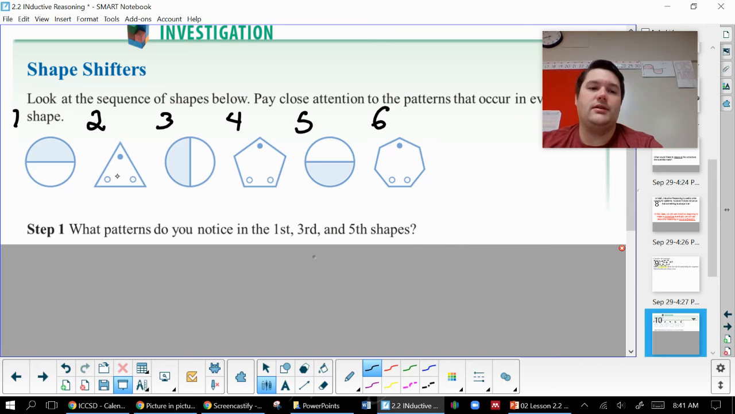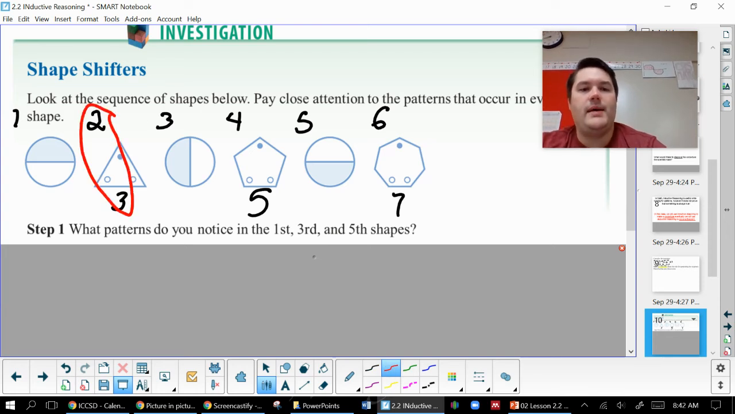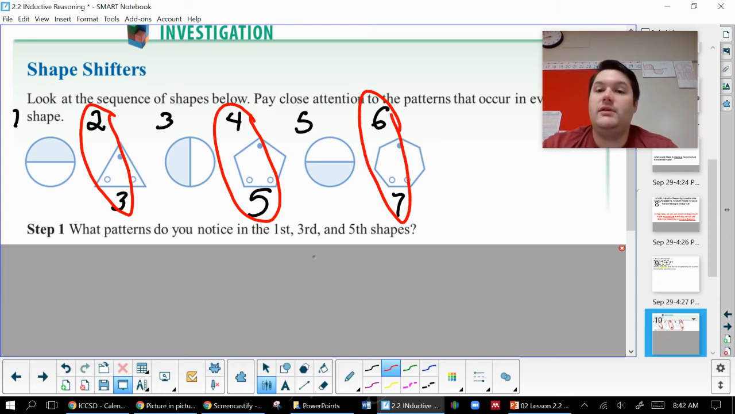So here, the second term is a triangle. The fourth term is a pentagon. The sixth term is a heptagon, 7 sides. I think most of you hopefully can see that there's a connection there. There's a pattern in those numbers. For every even number term, the polygon has one more side than that number. And so that's going to help us out.